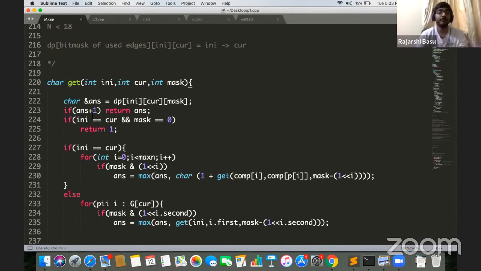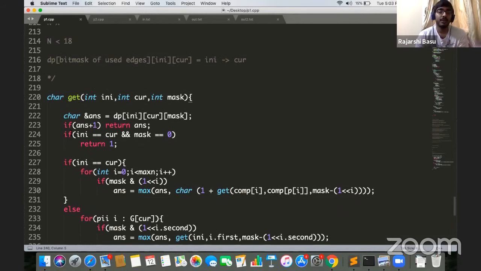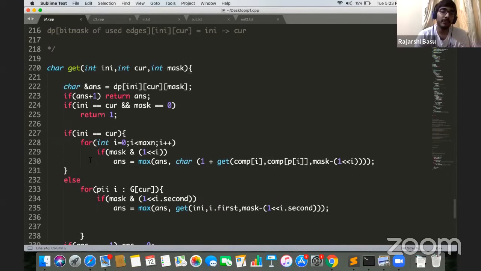Now what do we do? If initial is equal to current and mask is 0, mask 0 means we are not using any edge, so we just return 1. There's only one possible path. This is a base case. Now what if initial is equal to current? We are not dealing with any straight paths right now. Everything is in the form of a cycle.